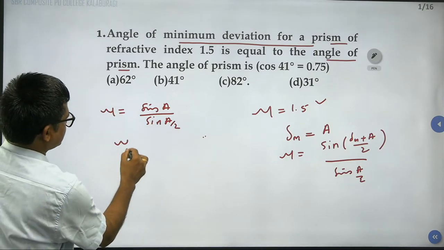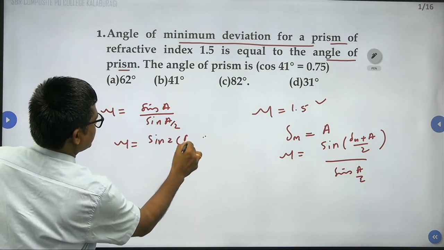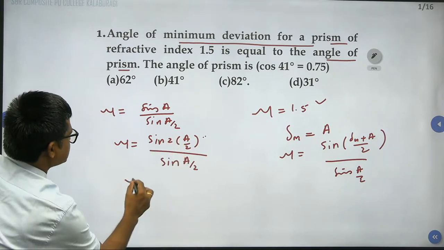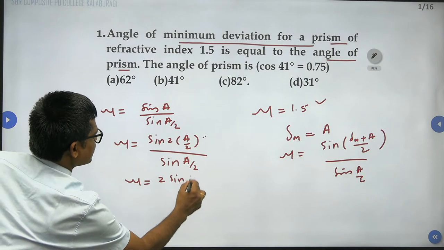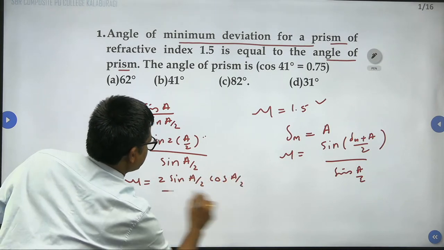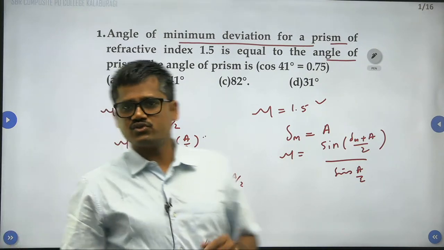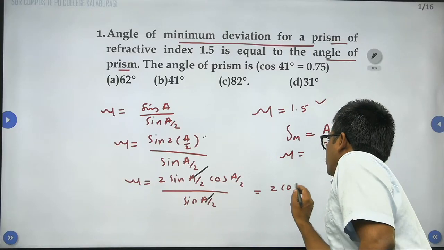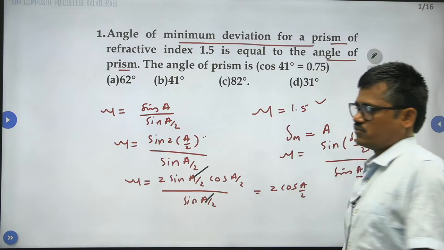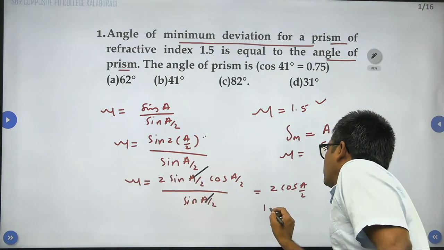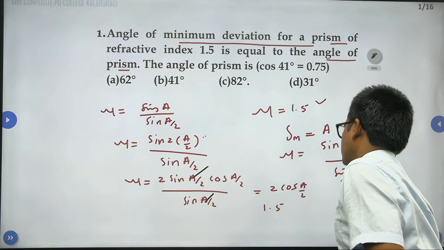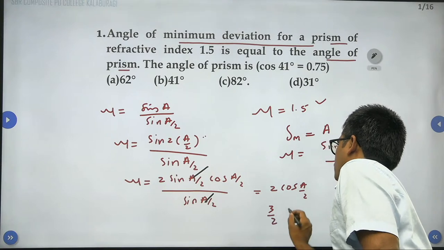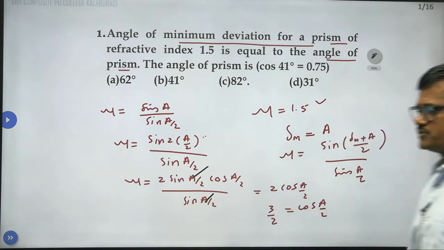Got this? Okay. Mu is equal to sine A, can I write this sine A as sine 2 times A by 2 also? It is sine A only divided by sine of A by 2. So can I apply the sine 2A formula? Sine 2A will be 2 sine A cos A, divided by sine of A by 2. Got my point? So this cancels with this one. Then what remains is 2 times cos of A by 2. So what is the mu value given? 1.5. Then I substitute the mu value: 1.5, which is 3 by 2, is equal to 2 times cos of A by 2. Is it visible? Okay, done.